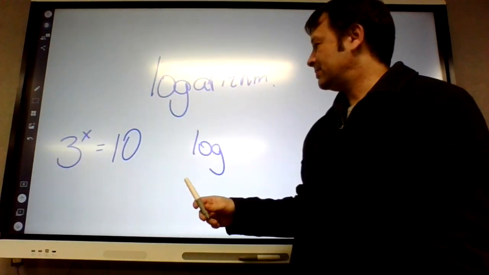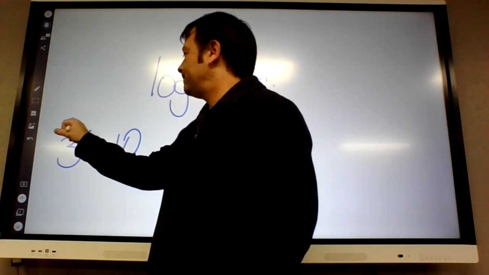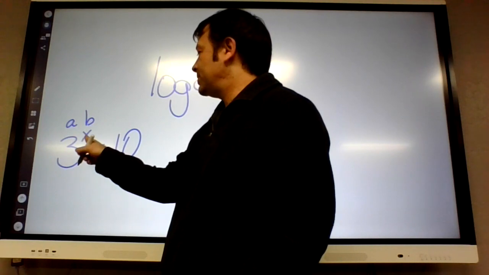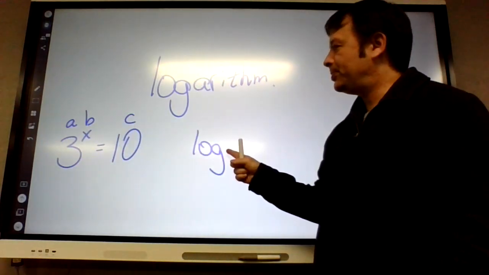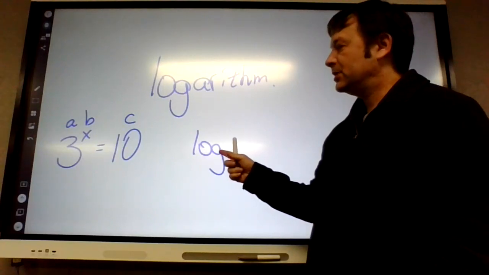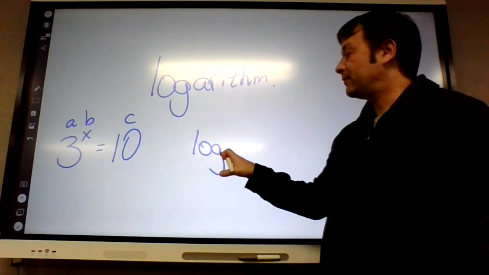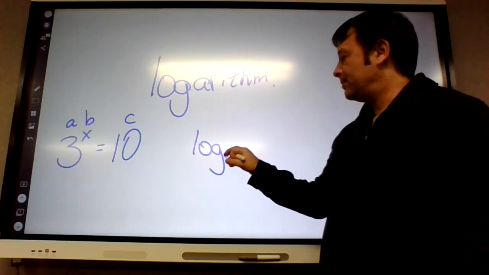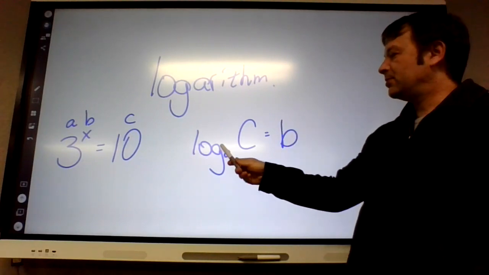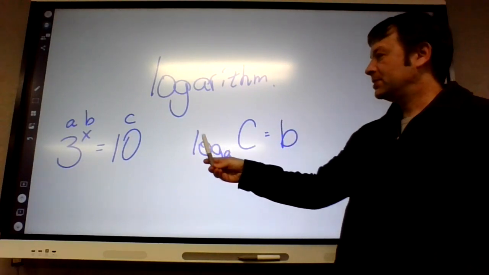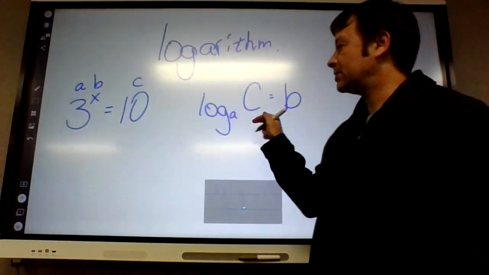Here's how I usually explain it. You think of these three values as a, b, and c. When you go to put it in log function form, this is exponential form, like 3 to the x, and I'm going to change it to log form. It's going to be in this pattern: log base a of c equals b. So it looks like this.